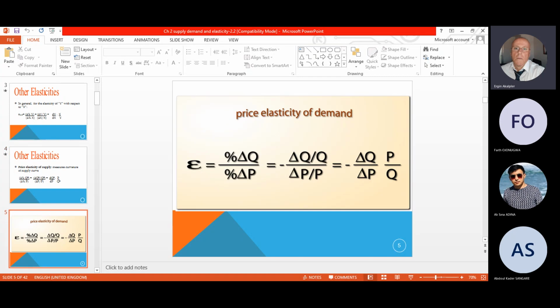Then the price elasticity of demand is also introduced to you. Delta Q over Q divided by delta P over P, which is negative because there is an inverse relationship, and equals delta Q over delta P multiplied by P over Q.